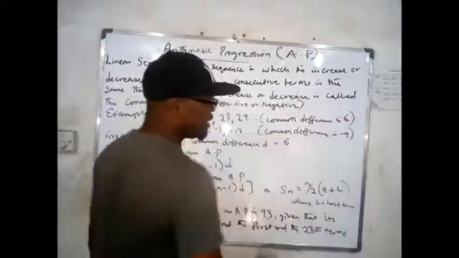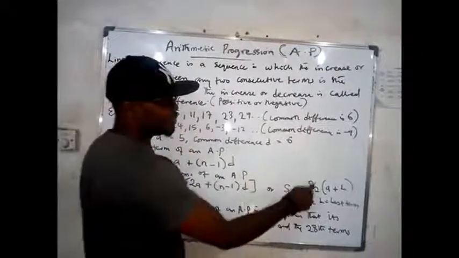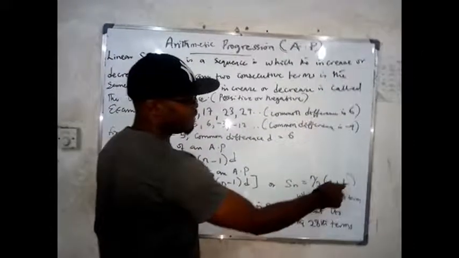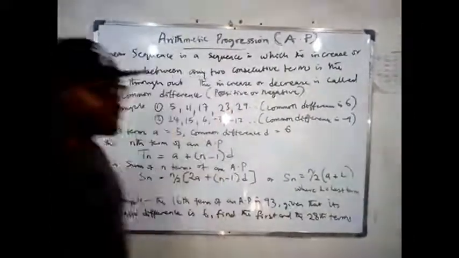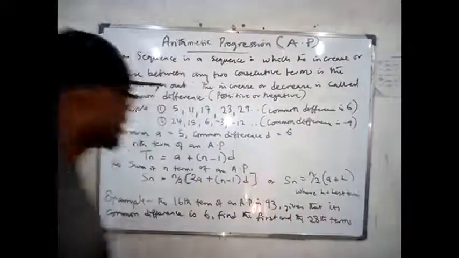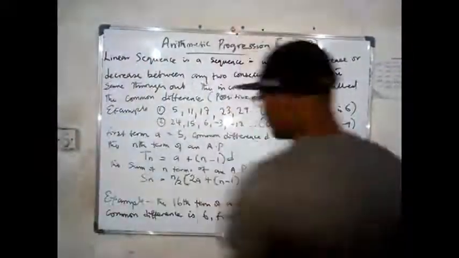And if you know the last term, you use the formula Sn equals n over 2, bracket a plus l, close bracket, where l is the last term. Is that clear? And with that, you can solve this problem.